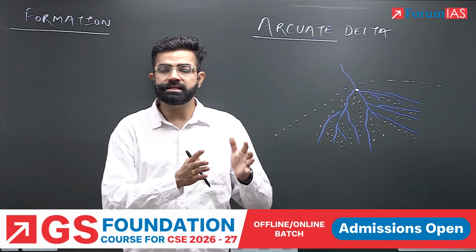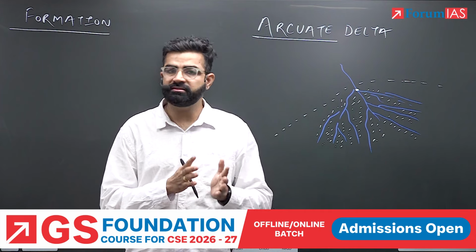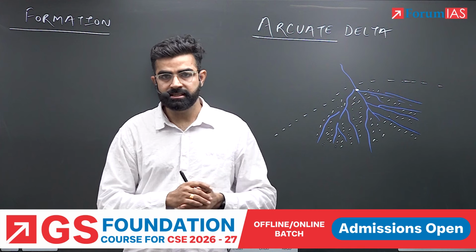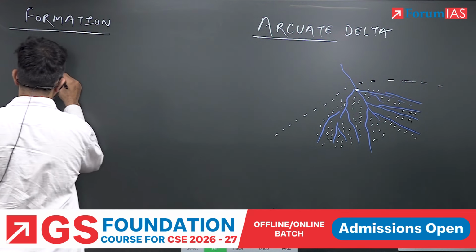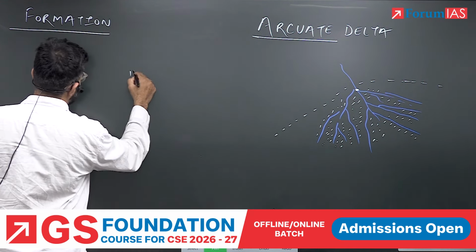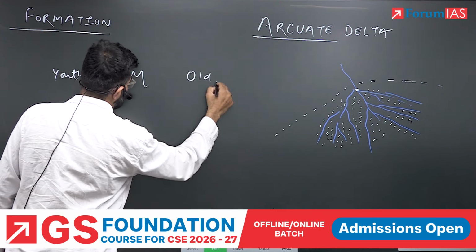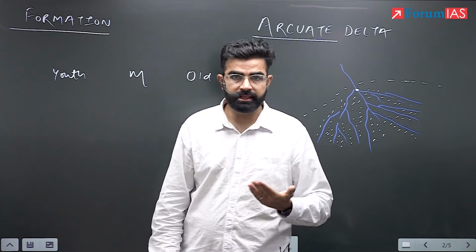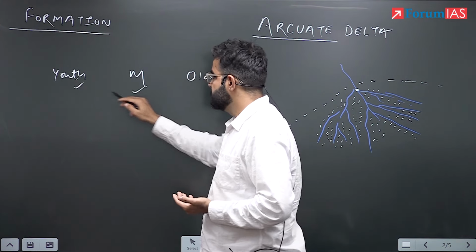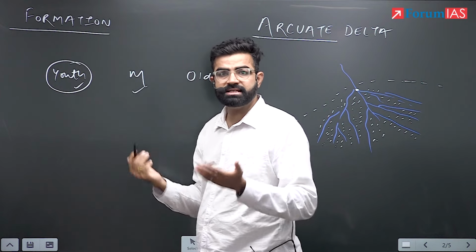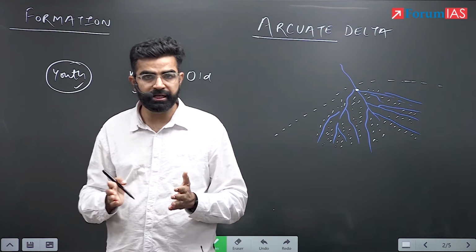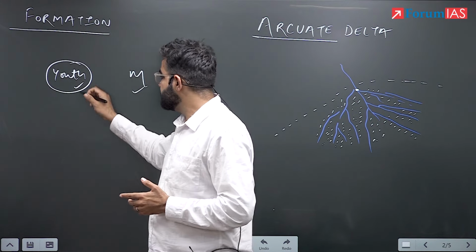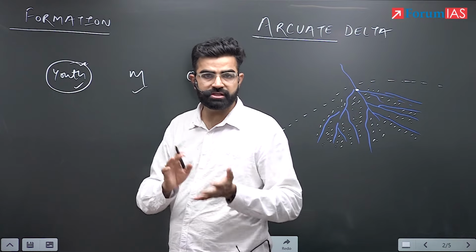Now if you know something about river flows, there are three stages. One is youthful, the second is mature, and the third is the old or senile stage. The river's speed decreases significantly with each stage. So in the youth stage, the river will have maximum speed, and therefore maximum erosive capacity. So here generally most of the features will be of erosional nature.